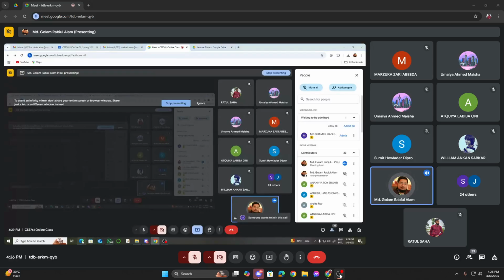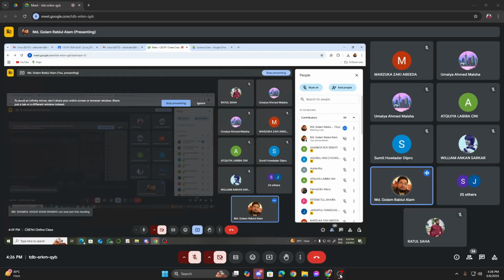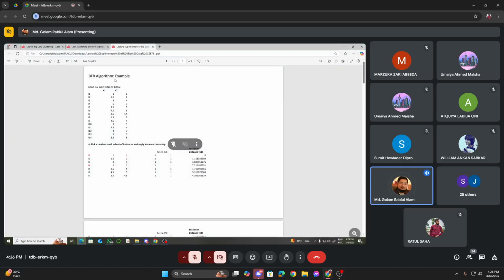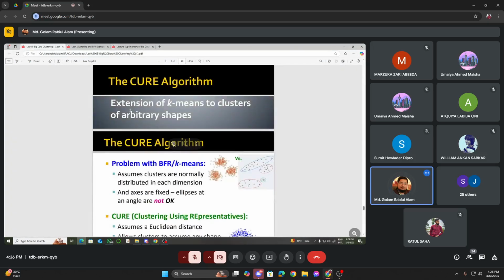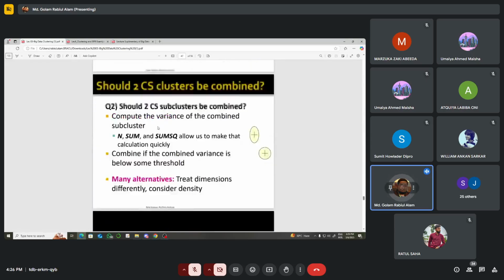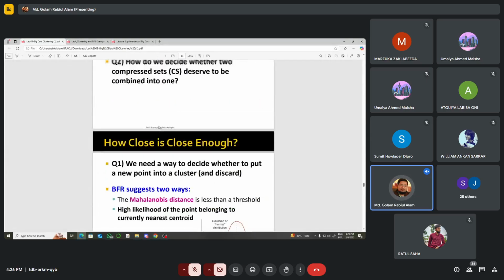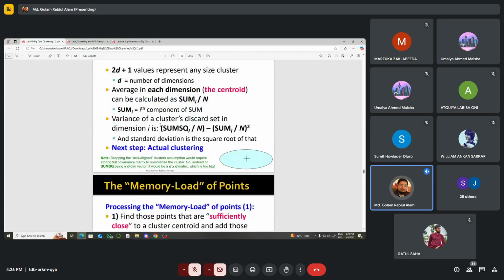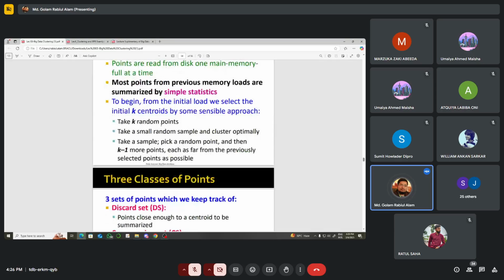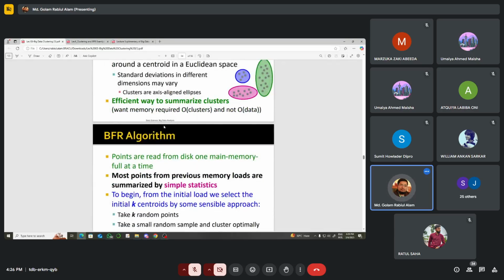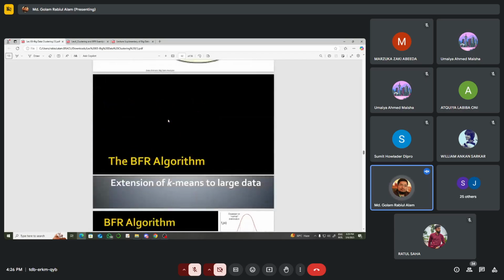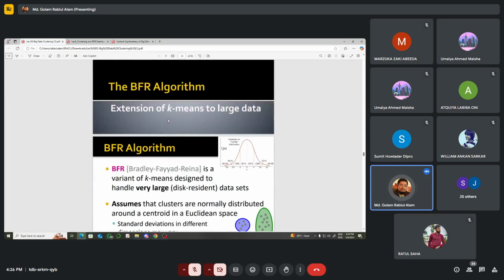So in our last class, we started discussion on clustering, specifically big data clustering algorithms. And we discussed one of the big data clustering algorithms, the name of that algorithm is BFR. We have discussed the theories of the BFR algorithm. I think you have gone through this lecture, and I think you understand the theory behind the BFR.